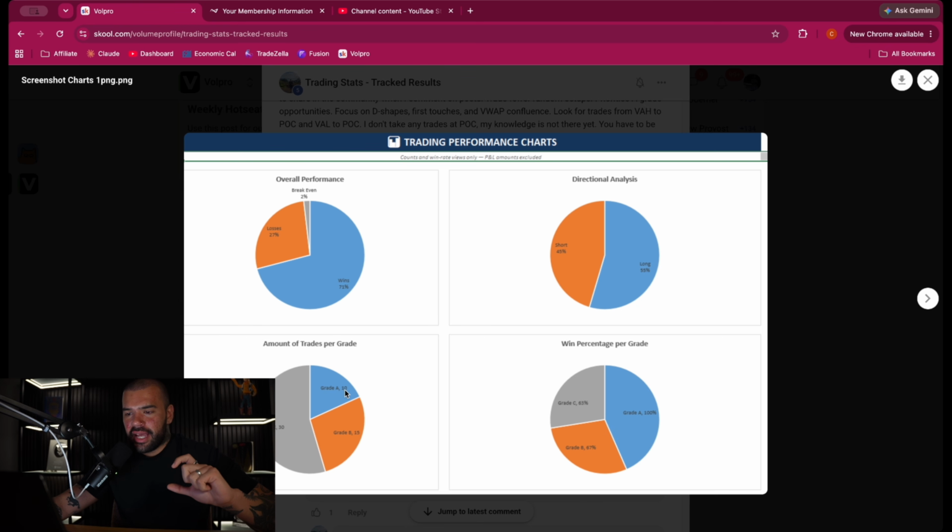He's taken 10 A-grade trades, 15 B-grade trades, and 30 C-grade trades. And here's the interesting part, guys. Out of the grade A trades, so 3 confluences or more, 100% of them have won. 10 out of 10 trades have won. Of the Bs, 67%. Of the Cs, 63%.